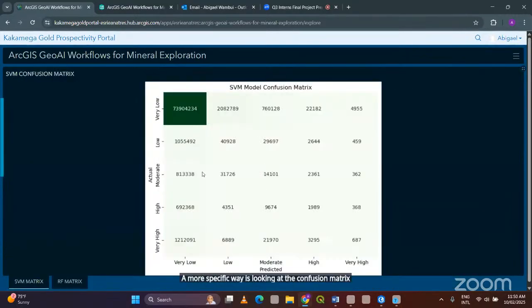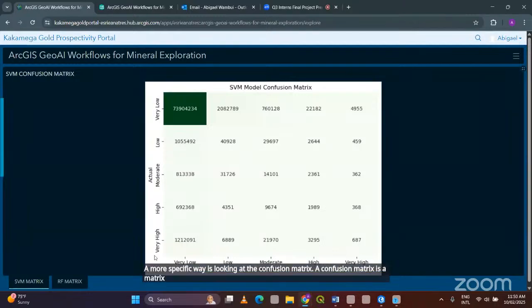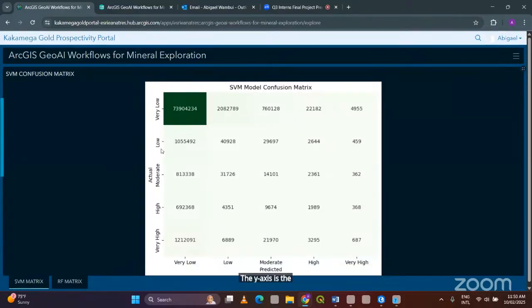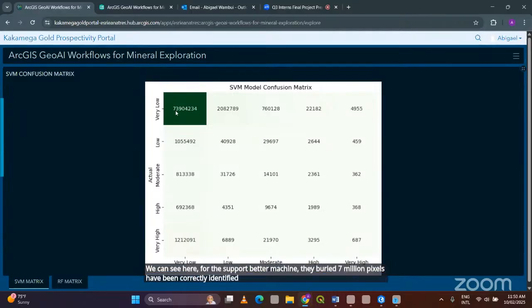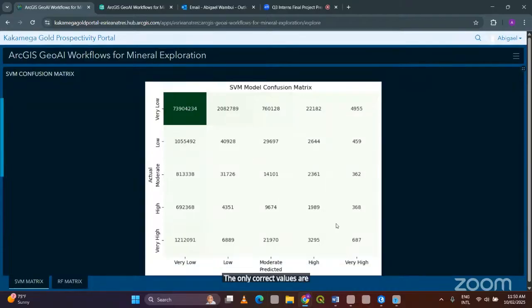A confusion matrix is the matrix that compares actual data versus the predicted data. The y-axis is the actual data, and the x-axis is the predicted data. We can see here for the support vector machine, the very 7 million pixels have been correctly identified as very low. The only correct values are along the diagonal.